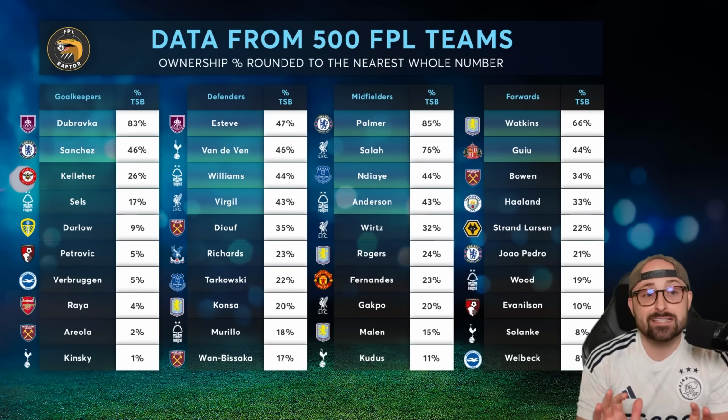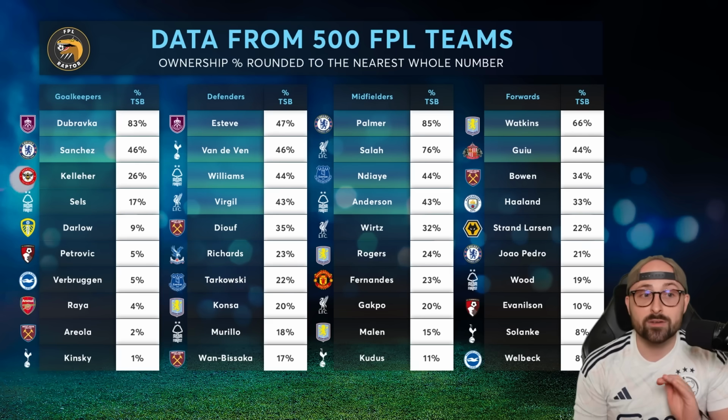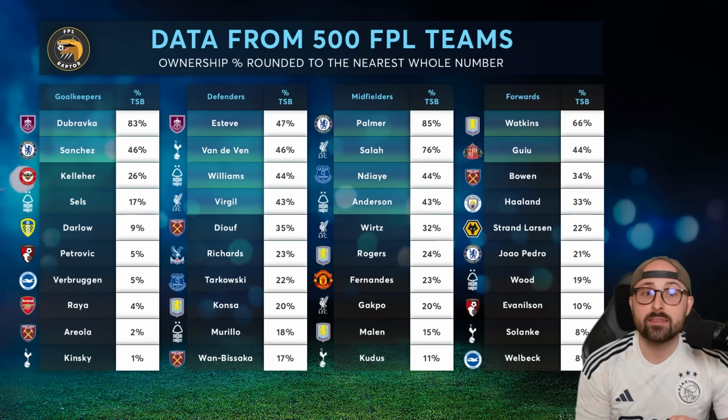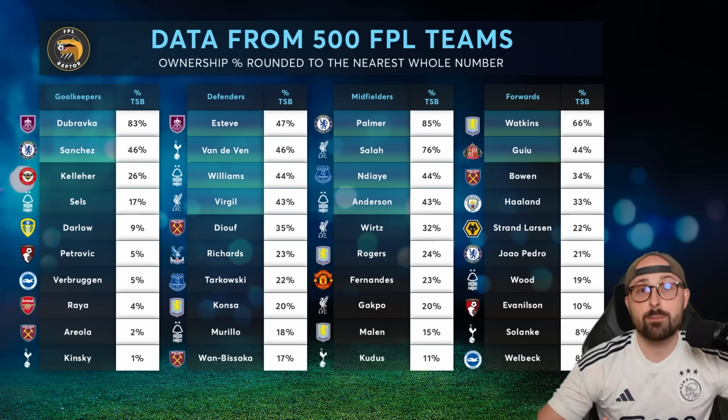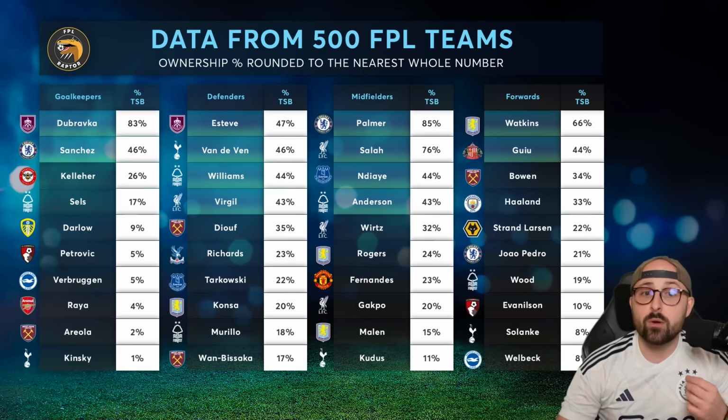Not that I think there is necessarily a huge one. Like, look at this. There's not a single defender above 50%. There's only one forward above 50%, which was Watkins. After Guiu, there is no forward over 35%. Even in the midfield, right? If you take away Palmer and Salah, no players over 50%. So whilst there is a template starting to emerge, it's certainly a weaker one in terms of the amount of people that have that team than we've seen in recent seasons.